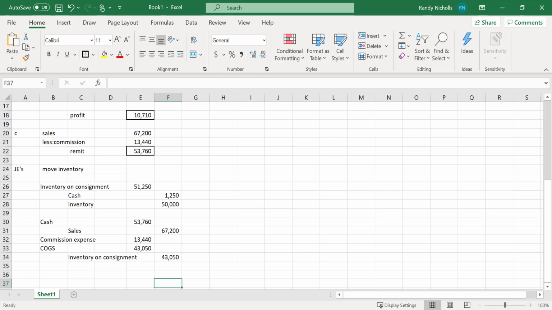Not sure what else we could include in here. Again, just watch the terminology. This one called it commissions. Sometimes it calls it a marketing fee or an advertising fee. Could be dollars per unit, could be a percentage. But other than that, this is very, very similar to what you would see in a consignment question on an exam.